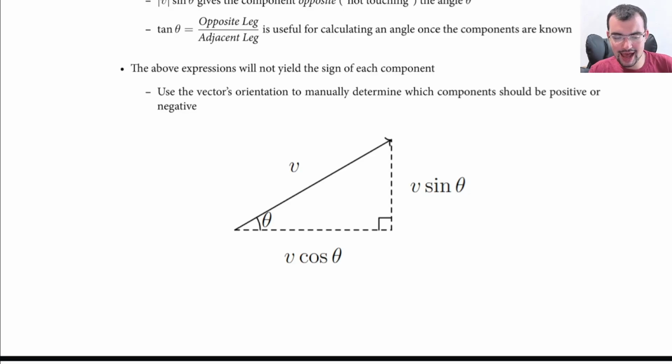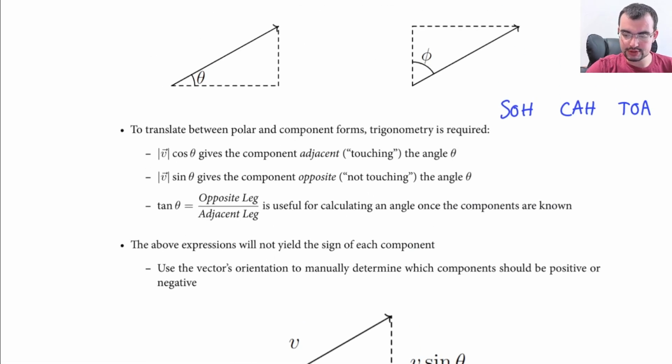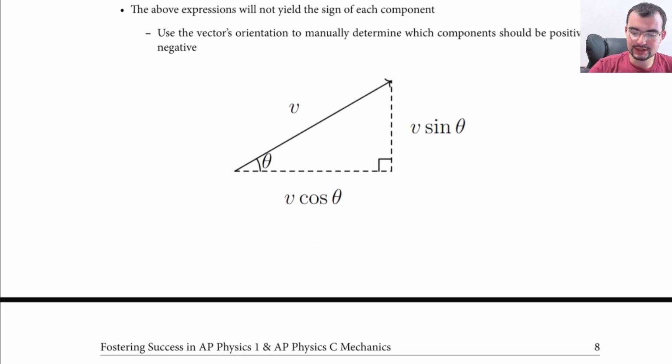Now, for finding angles, you actually do want to use the SOHCAHTOA with tangent usually. But this is such a common thing we do in this class.